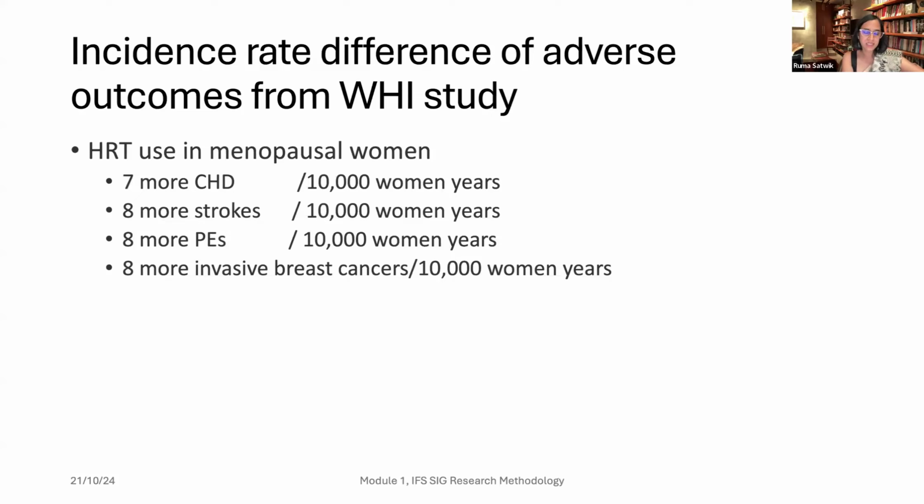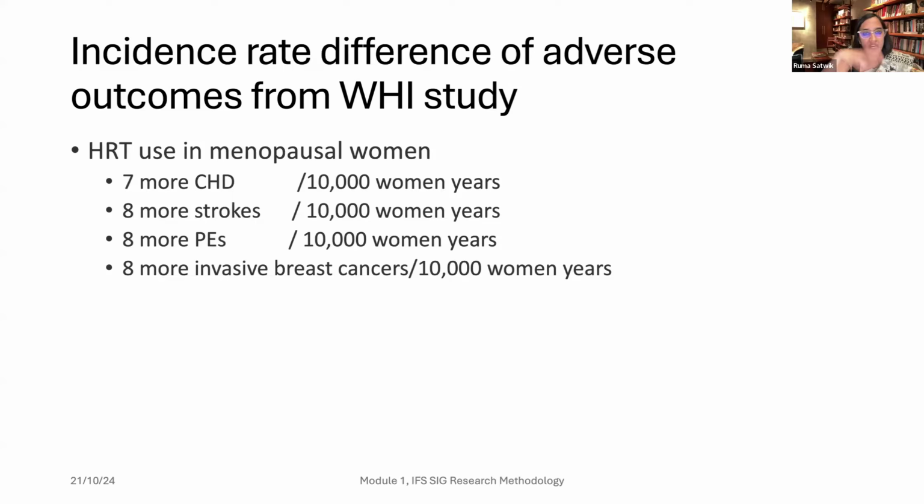So it talked about the usage of oral estrogen and oral progesterone in women who were menopausal and given treatments for as long as even beyond 63 years of age. And they found that HRT use in menopausal women would lead to 7 more CHD. So that's the difference that you calculate from CHD incidence in women on HRT versus CHD incidence in women without HRT. And the denominator is per 10,000 women years.